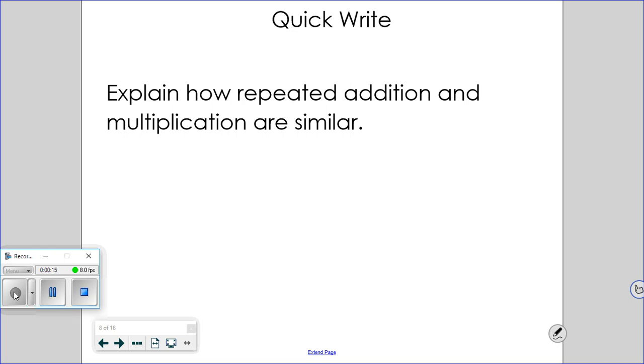Because repeated addition is a way to solve the multiplication. Okay, so we know that they could both solve the same kinds of equations. I like it. Billy, how are they related?